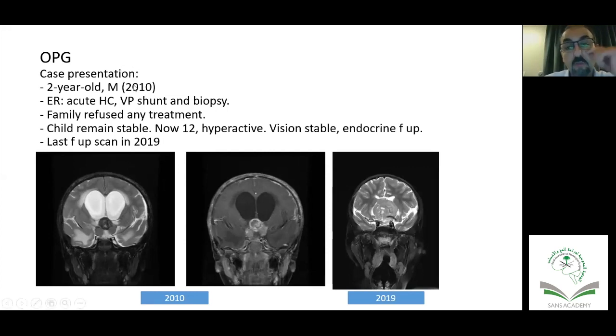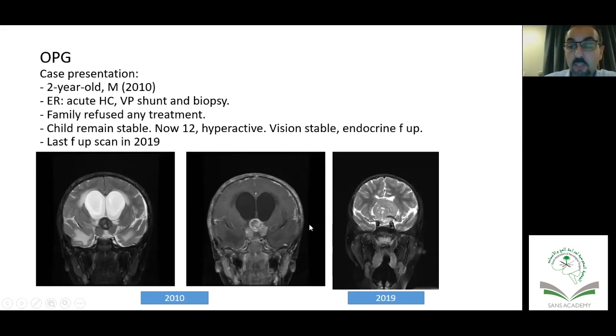So there wasn't any major visual disturbance, and the family refused all sorts of treatment. The tumor kept growing over 9 years. Okay, so it has tripled in size, but the brain is still accommodating the tumor. The family is still refusing treatment because the child is fine, except for hyperactivity, and he's been referred to psychology and pediatric psychology.